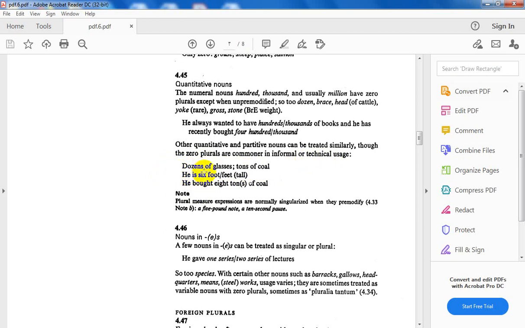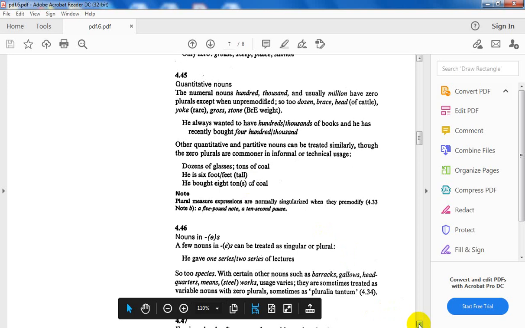He is six foot or feet. Here, six foot with zero, and here with regular. He bought eight ton or tons. Of course, here both options are correct, depending on whether the context or the usage is informal or technical.